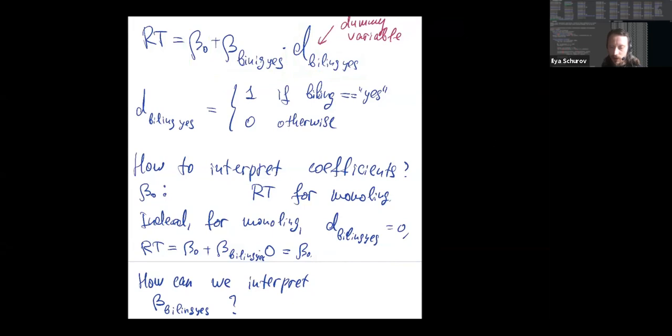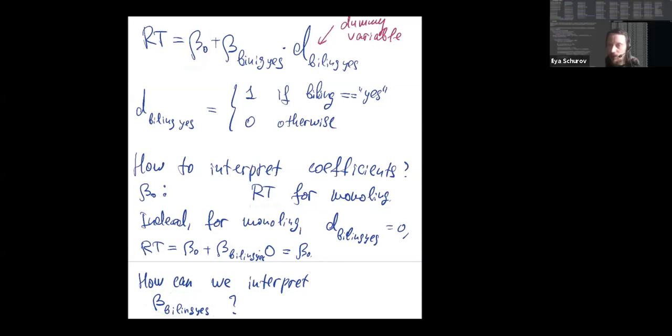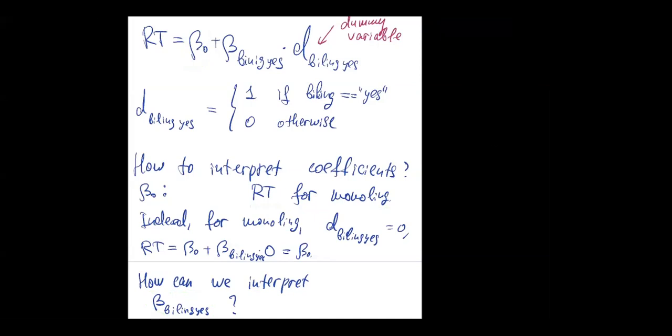So how can we interpret this coefficient? We said that beta naught is reaction time for monolinguals. What about this value? So is this going to be the reaction time for bilinguals? Why do you think so? Because we have the reaction time for monolinguals as beta naught, which is just going to be that one variable. I think I confused myself.